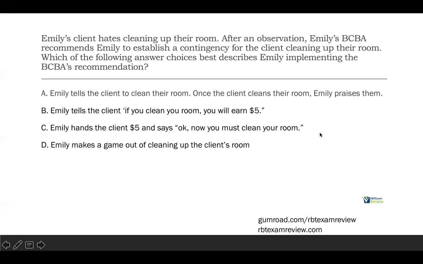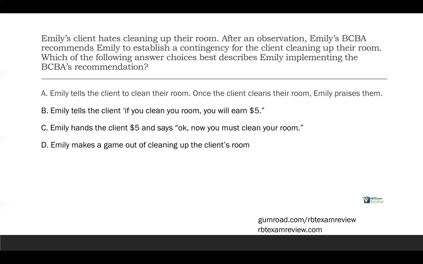C, Emily hands the client $5 and says, okay, now you must clean your room. What does this represent? This is a bribe. When the then comes first, before the if, it's a bribe. The $5 is the then, the clean your room is the if. Once the client has the $5, there's no motivation to clean the room now. They need to do the if first, then they get the $5. C is simply a bribe. Emily is bribing the client to clean their room.